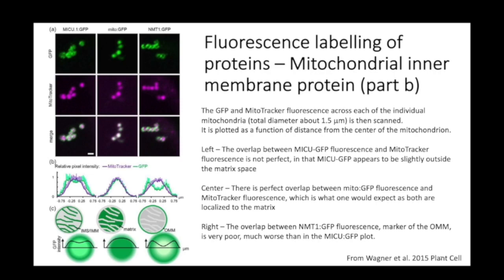Now in B, the left plot shows that the overlap between GFP fluorescence and mitotracker fluorescence is not perfect. You can see that GFP appears to be slightly outside the matrix space. Remember, the mitotracker is found only in the matrix. And the mitotracker has a nice bell-shaped curve, whereas the GFP fluorescence looks like it has two peaks on either side of the matrix.